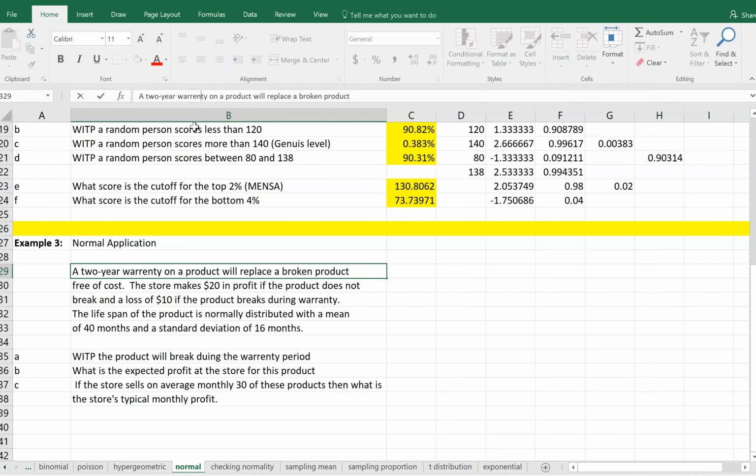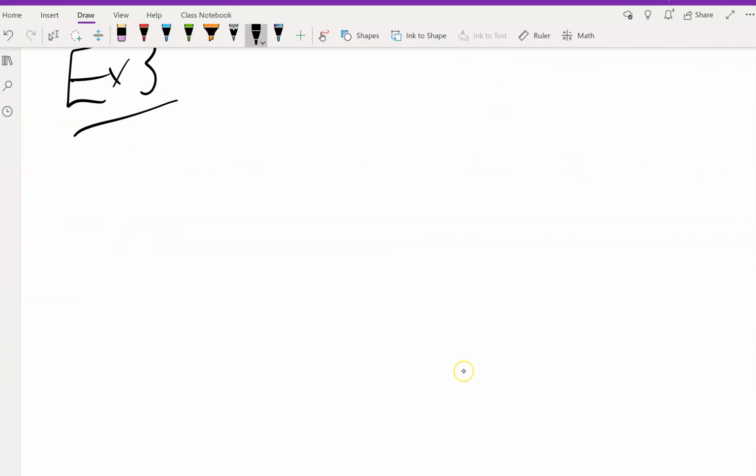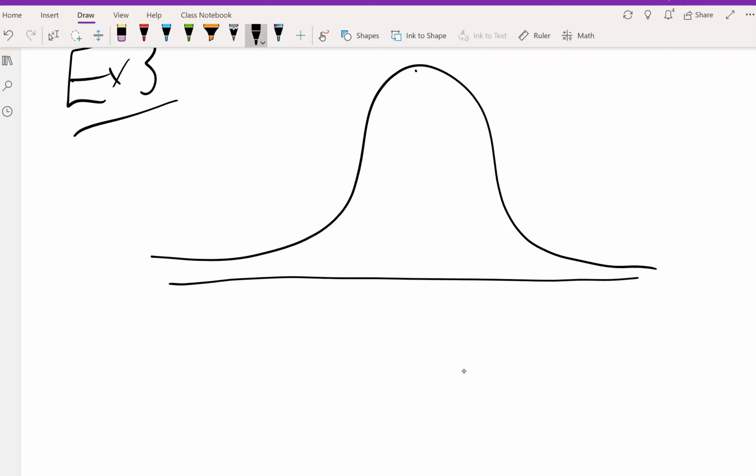With that information, what else do we know? The lifespan of the product is normally distributed with a mean of 40 months and a standard deviation of 16 months. That's very important to me. This really just draws the product lifespan to me. So 40 months, 16 months. I'm going to take a quick little break there and think about it. I know the product lifespan. If the average is 40, that goes directly in the middle.